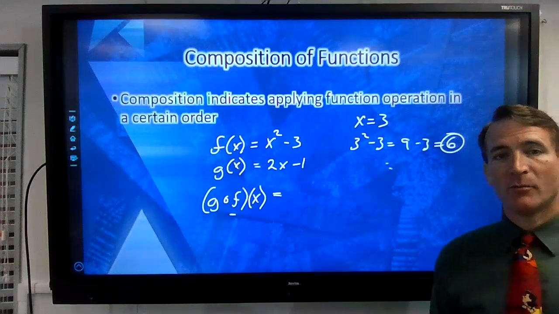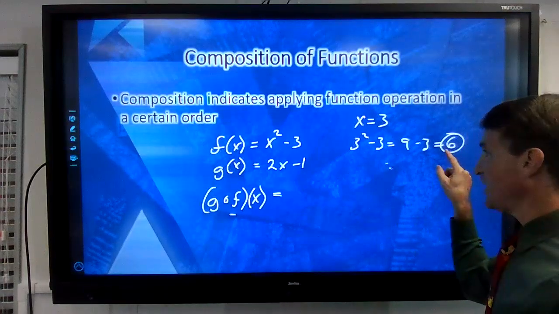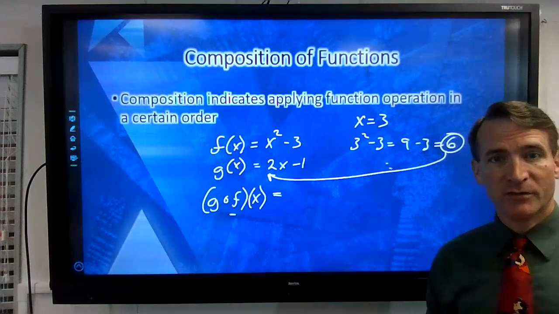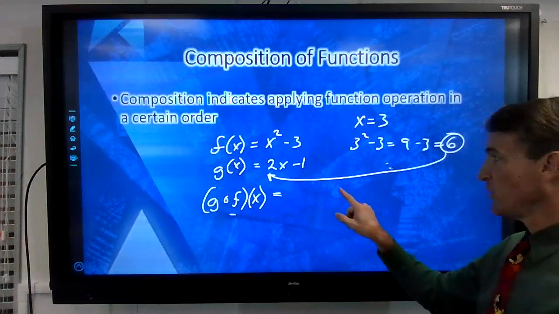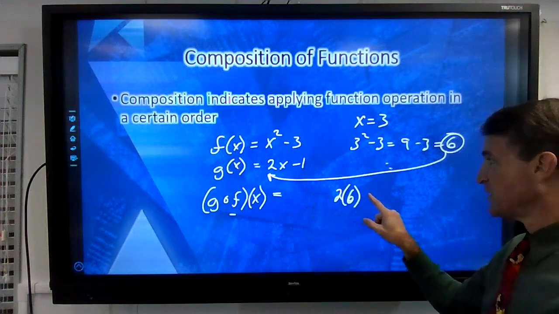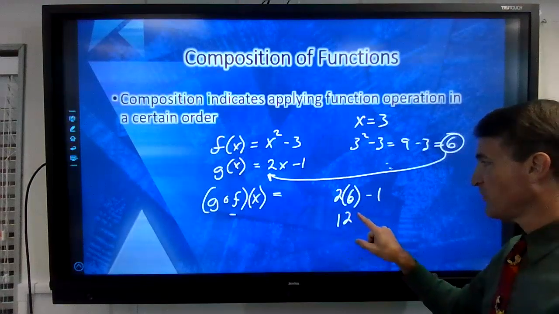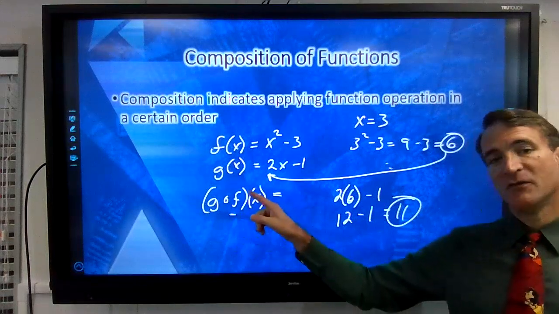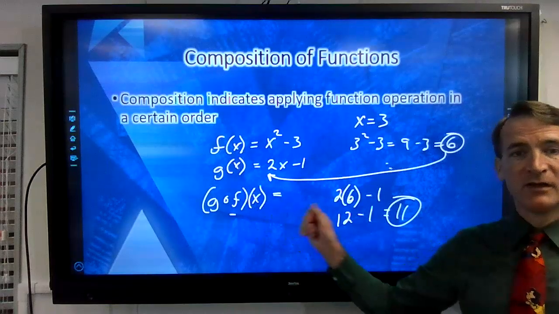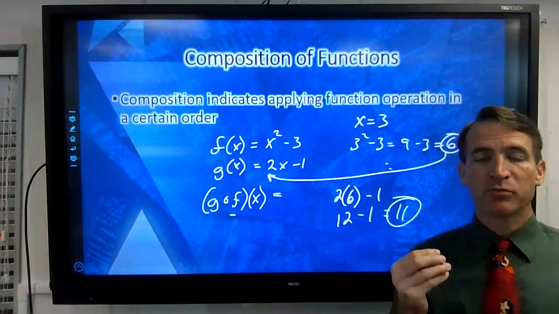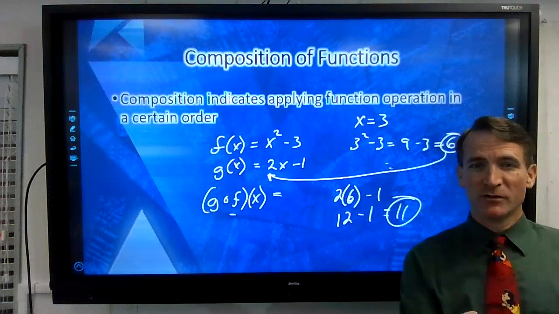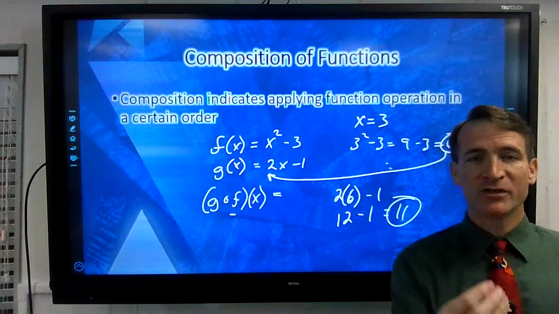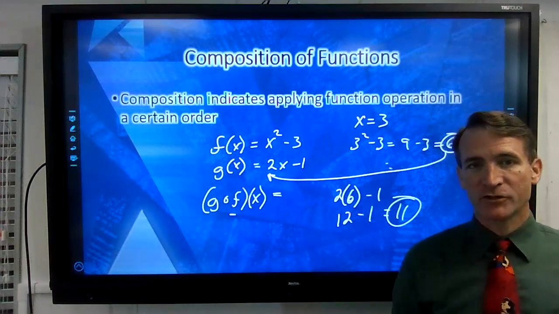What I'm going to do with that output is use it as my input value for x in my g function. Well, my g function is 2x minus 1, so I have 2 times 6 minus 1. 2 times 6, of course, is 12, minus 1 gives me 11. So my final answer of the composition of g composed of f is 11. So I'm plugging a value into one function, finding out what that output is, and using that output of my first function as the input of my second function.